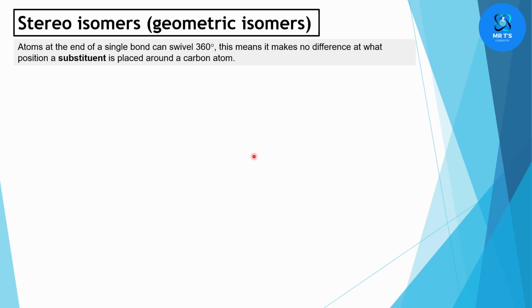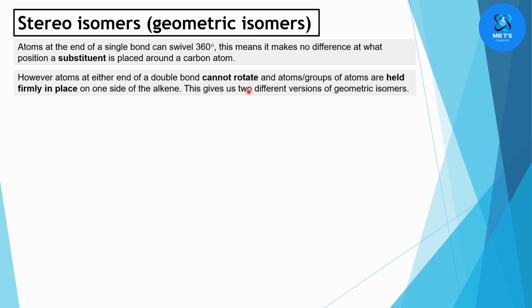When we have a single bonded molecule, any groups or atoms on either side of the single bond can freely rotate 360 degrees. So none of these substituents are held at the top or the bottom of the molecule. They can move about easily. So we can't get geometric isomers or stereoisomers with saturated compounds.